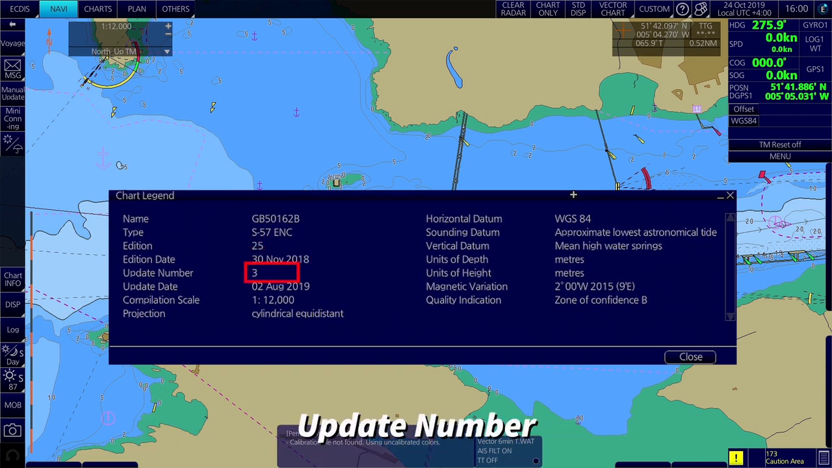Update number shows you the number of the last update applied to the base chart cell in the ECDIS. Update date shows you the issue date of the last update applied to the base chart cell. Compilation scale shows you the scale intended to be displayed for navigation. Projection shows you the type of projection used for creating the chart.